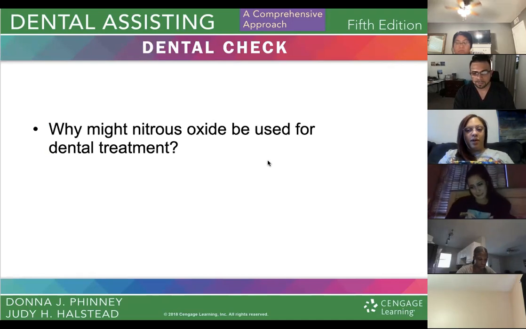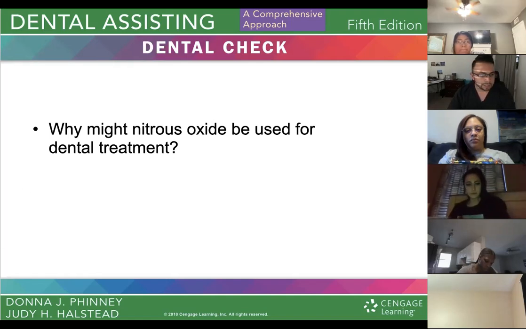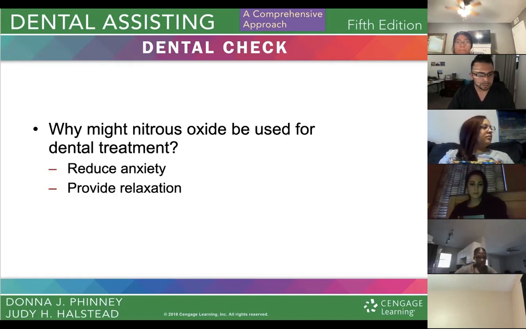It helps to calm the patient down. Right. It helps calm the patient down. Exactly. So it'll reduce anxiety and then provide some type of relaxation for your patient.